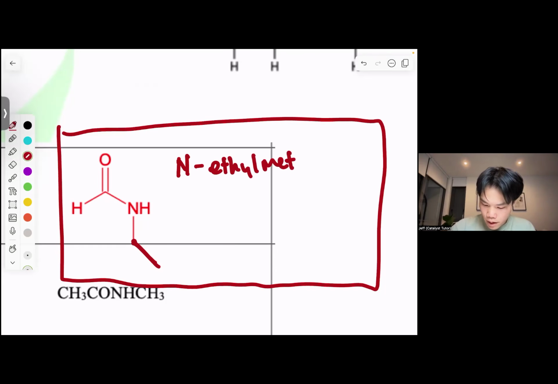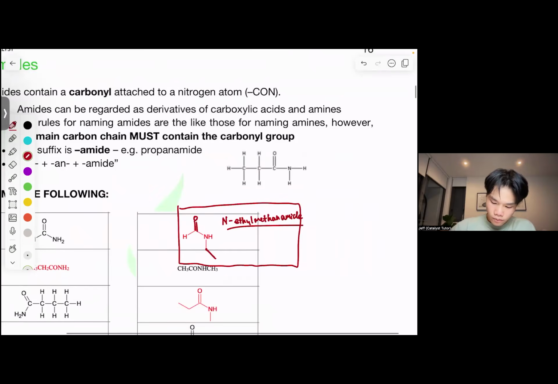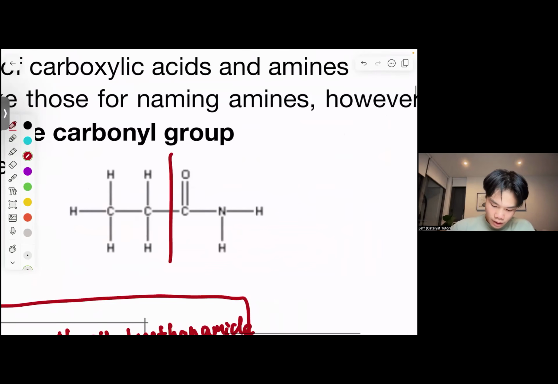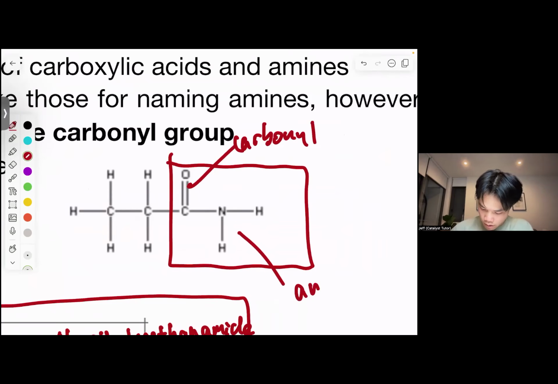So it will in fact be N-ethyl methanamide, because the parent chain in an amide is determined by where the carbonyl is. It doesn't matter whether it's longer or shorter than the other chains coming off the nitrogen. That will fix your parent chain. So the parent chain here is methanamide because an amide is made up of a carbonyl and an amine. So this is your carbonyl once again and an amine.